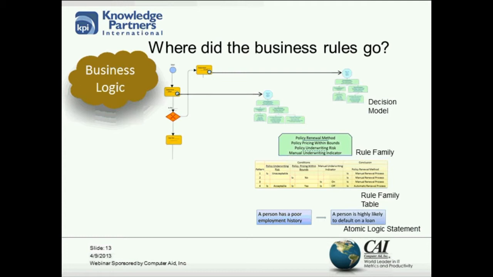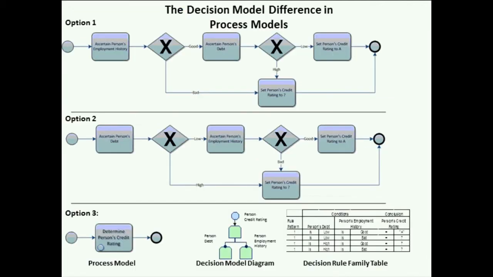The pieces of the decision model we'll discuss very briefly. They're the rule family table, and the atomic logic statement, the rows that make up the rule family table. Let's examine the pieces one at a time. Before we do, I promised to explain to you how we separate the logic from the process and what that does to the process. To do that, let's just take a second to look at this slide together.